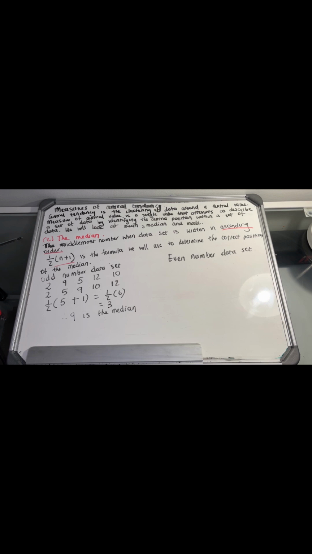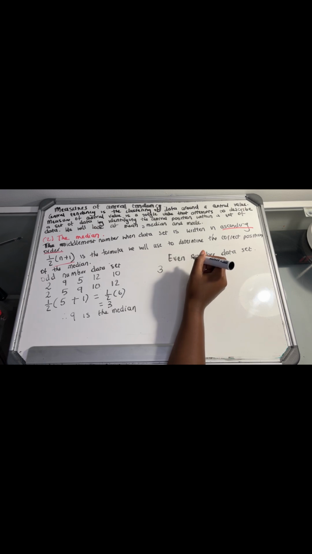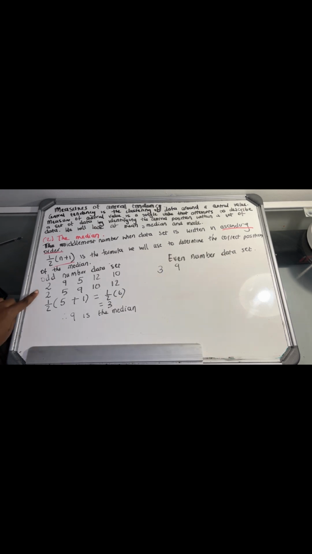Cool. Now, let us look at what we do when we have a data set with an even number of values. Can you see that when we have a data set that is an odd number and we plug it into our formula, we get a value that is an integer, and it's easy for us to go and count 1, 2, 3? Then we just pick it out and say 9 is our median. Now we will look at what happens when it's an even number.